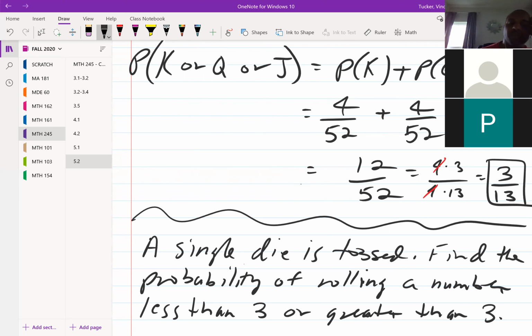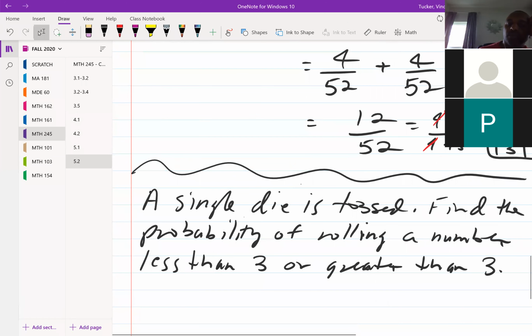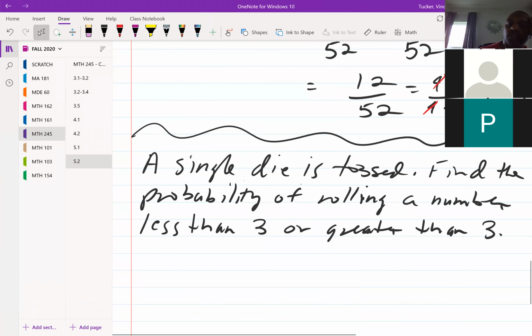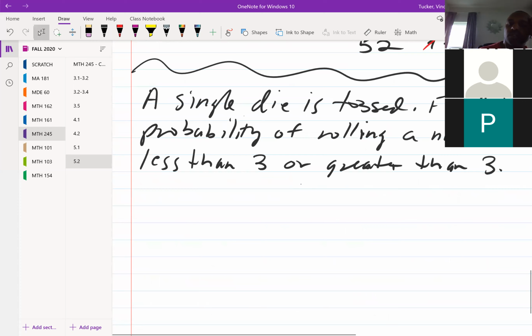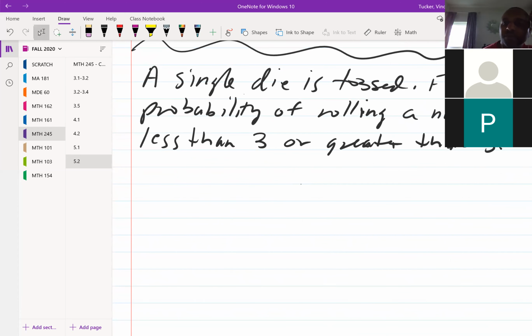I'll do it like that. All right, problem before I scroll all the way up. Everybody good? All right. So a single die is tossed. Find the probability of rolling a number less than 3 or greater than 3.